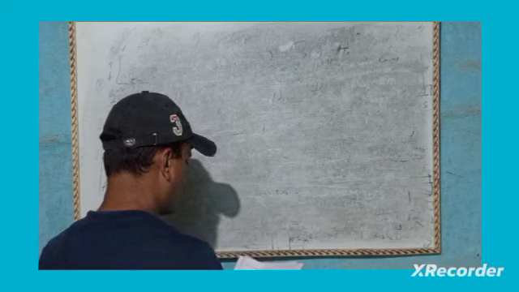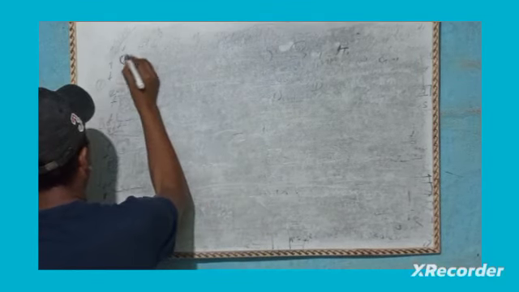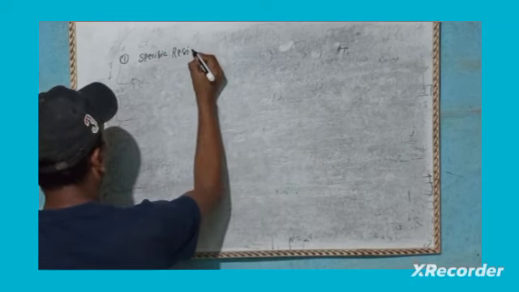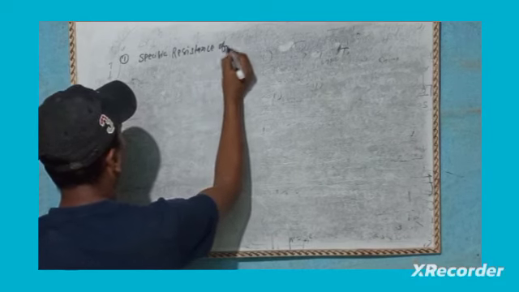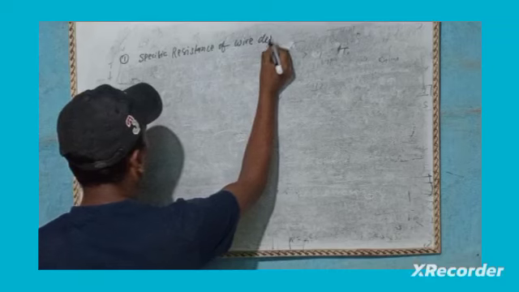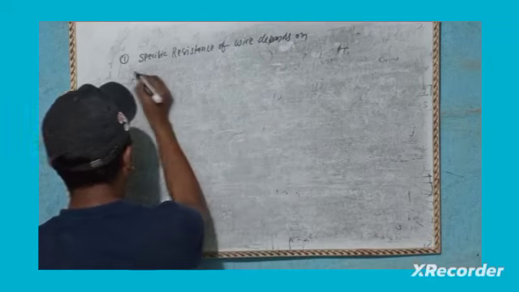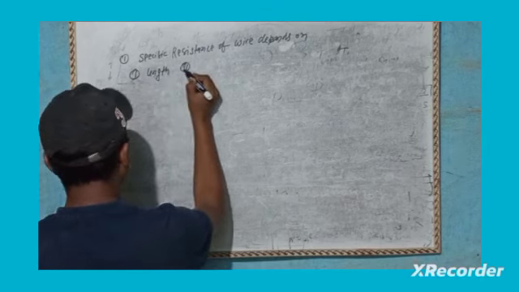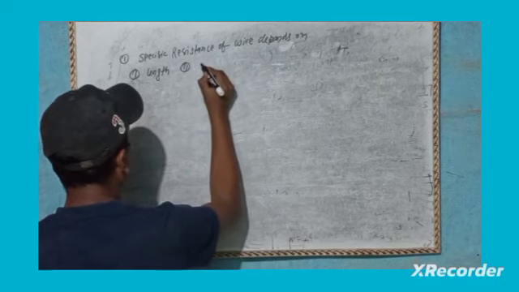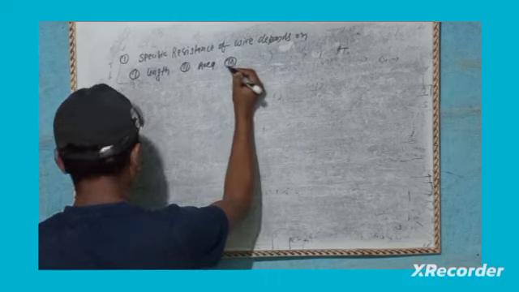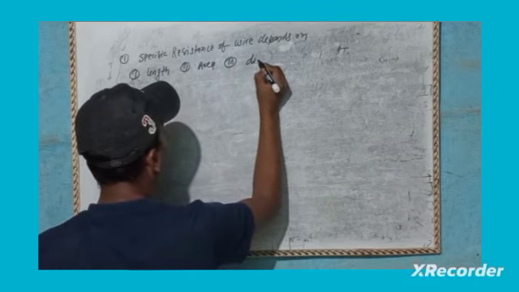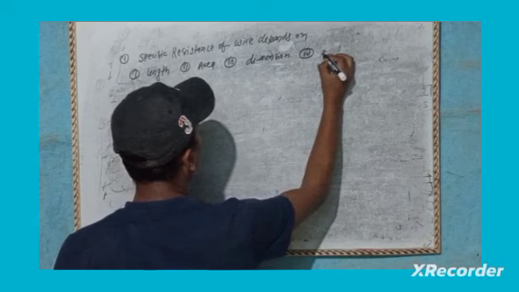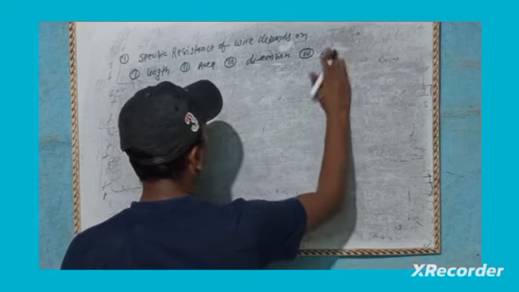Problem number one. The specific resistance of a wire depends on: option A, length; option 2, area, in the sense of cross sectional area; option 3, dimension; and option 4, metallic material.